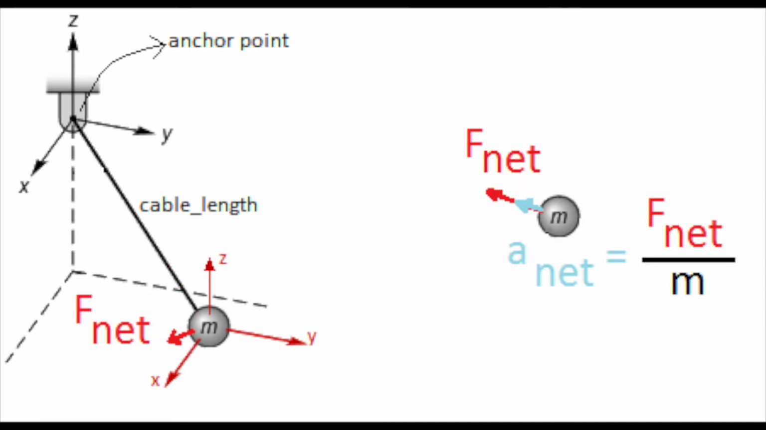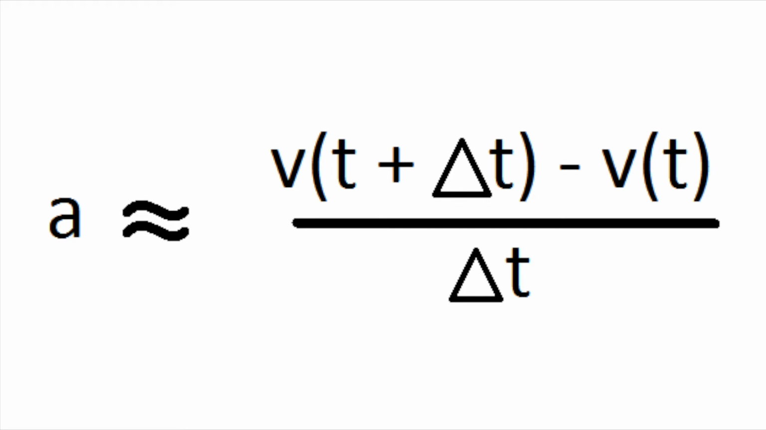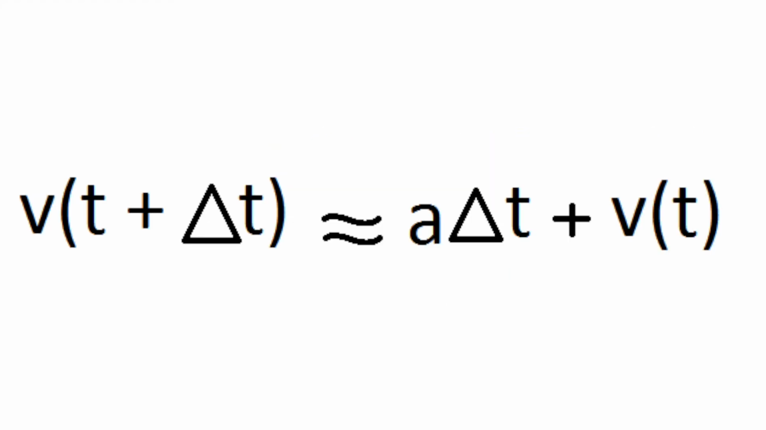Once all the forces are calculated and summed into a net force vector, we divide it by the mass of the bob to get the acceleration for that time step, and calculate the velocity at the next time step by equating it to the velocity at this time step plus the acceleration we just calculated multiplied by our change in time, or our time step.